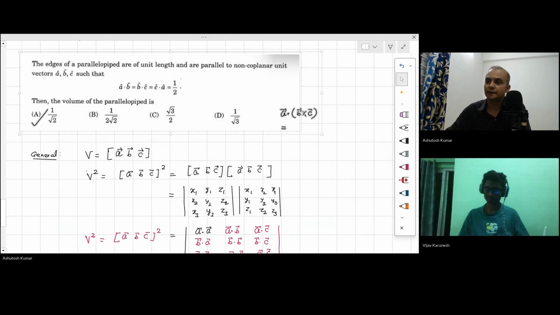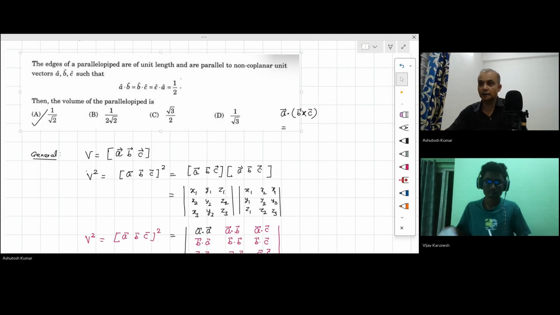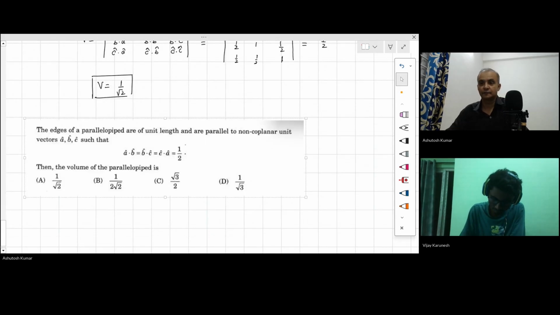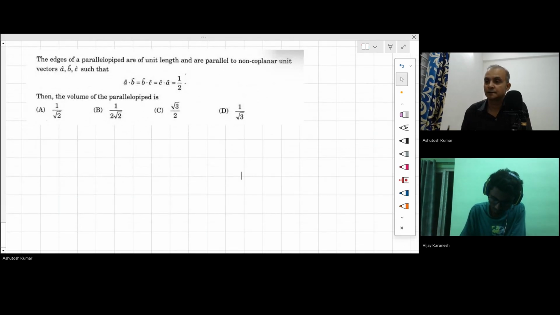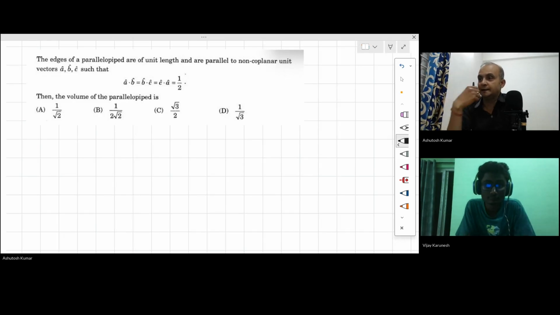Now we are going to do it in a different way, because that is also important to understand how it is working. So let me again see. Already we have discussed that we are going to find out the area of the base and multiply by the height, correct? Yes. So let's try in that way.